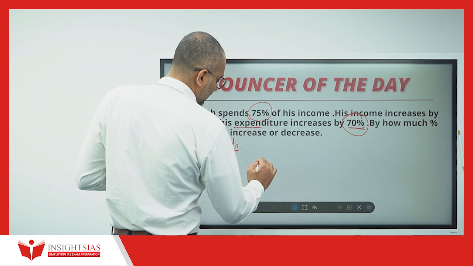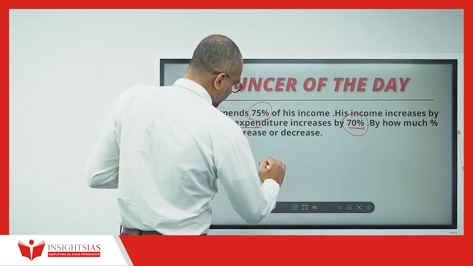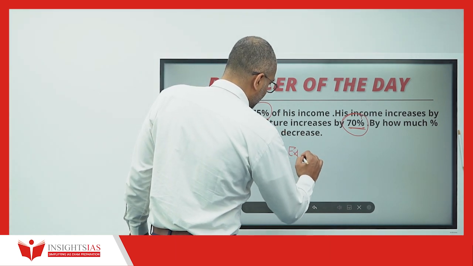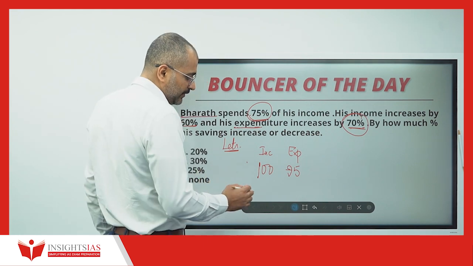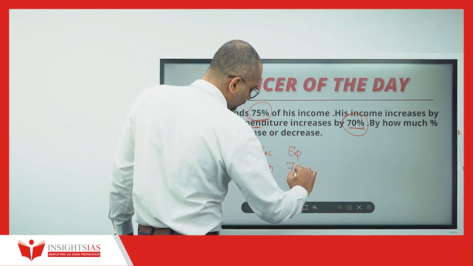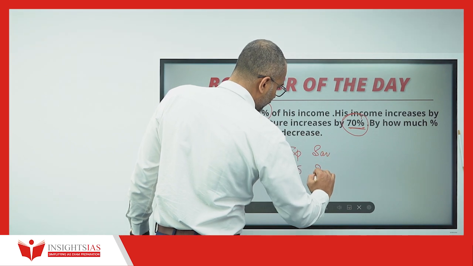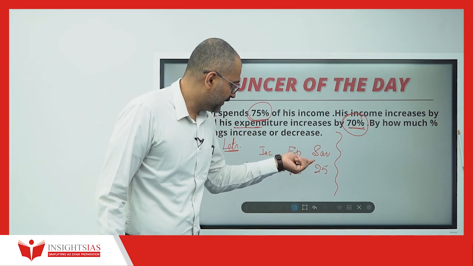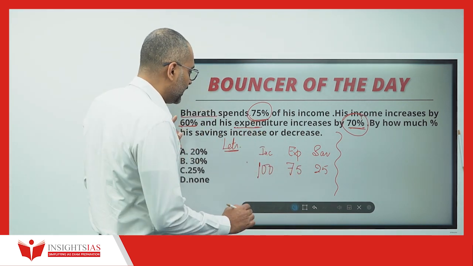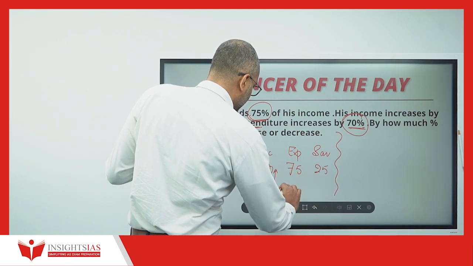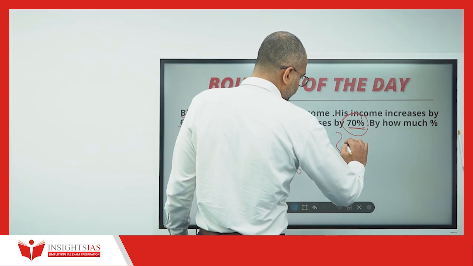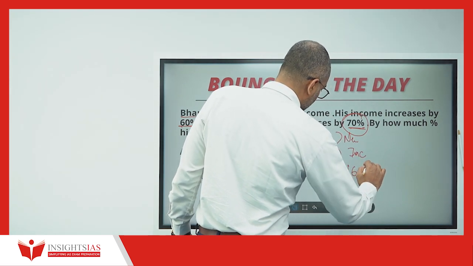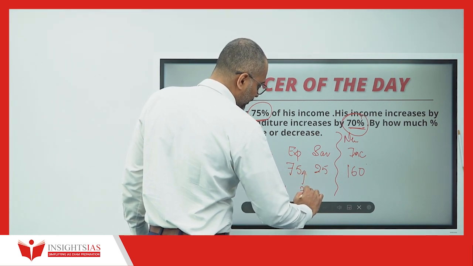Let's assume his income was 100. So 75% means his expenditure will become 75, so his savings will be 25. Isn't it? Income is 100, expenditure is 75, savings is 25. Now, income got increased by how much? 60%. 60% means the new income will be how much? 160. And the expenditure increased by 70%.